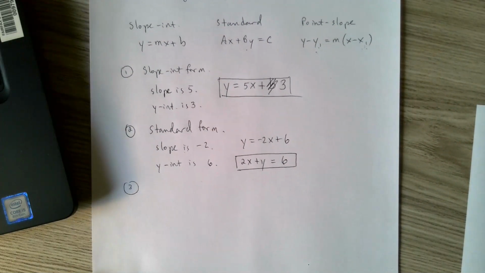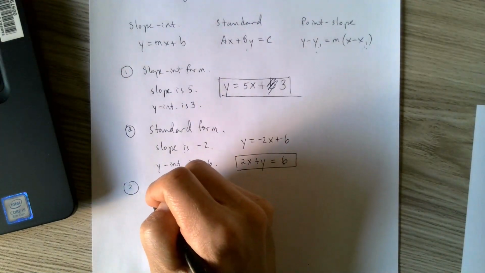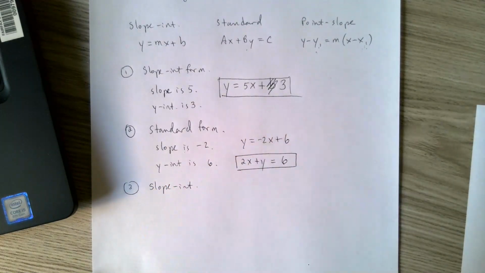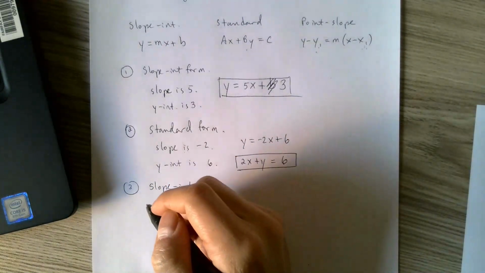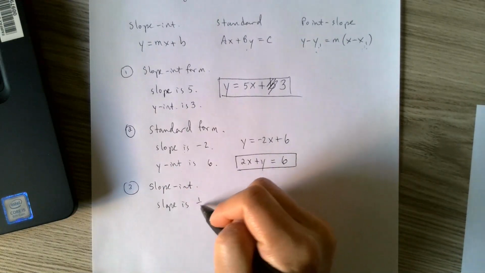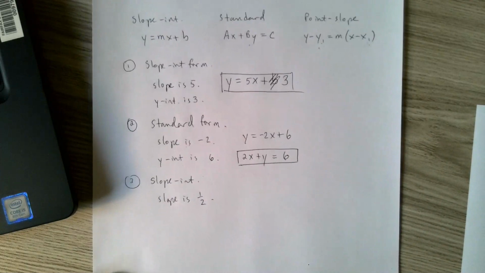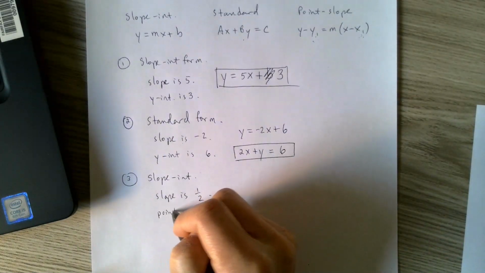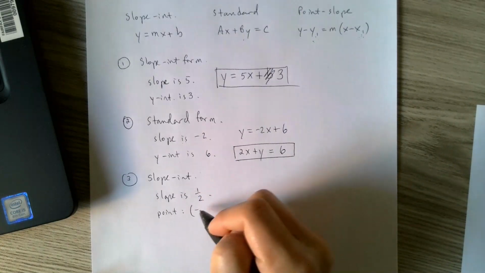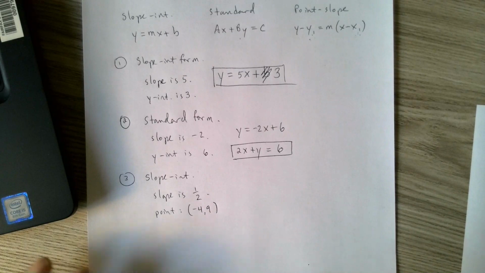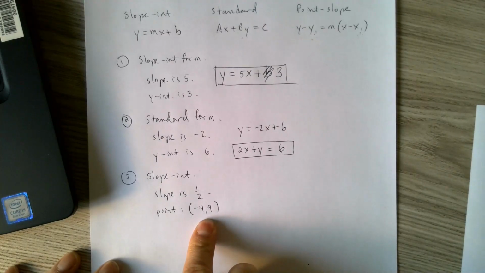Okay, next up, slope-intercept form. Slope is 1/2. There is a point on the line, -4, 9. I am not telling you the y-intercept, but I am telling you that there's a point -4, 9 on this line.